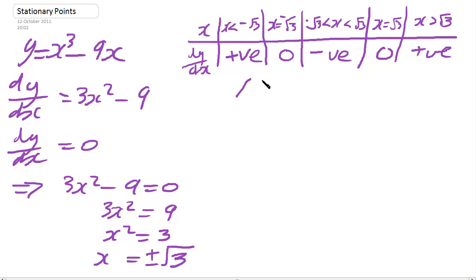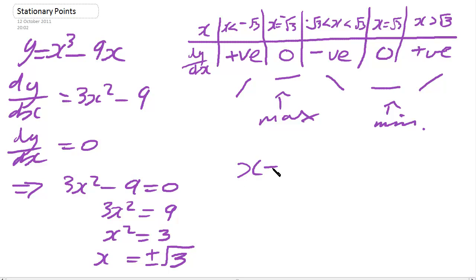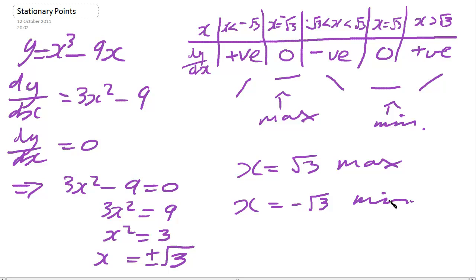So what's happening? We've got positive, 0, negative, 0, positive. So here we have a max, and here we have a min. Okay, and that's our answer. So we have at x equal to plus root 3, so x equals root 3 gives us a max, and x equals minus root 3 gives us a min. Sorry, wrong way around. Plus root 3 is a min up here, and minus root 3 gives us a max.